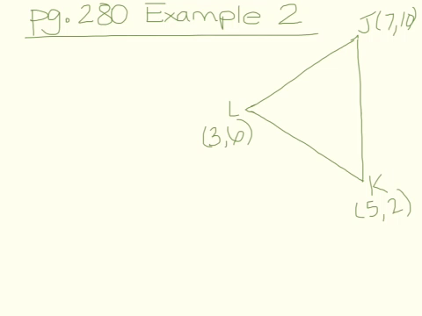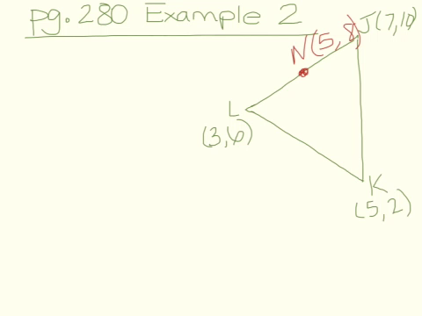So I'm going to find the median of side LJ, and so I want to find those coordinates of that median between L and J, and we'll call that point N. And I know that the median, remember, is exactly halfway between L and J. So halfway between 3 and 7 is 5, and halfway between 6 and 10 is 8. So the coordinates of the median of LJ, point N, is (5, 8).